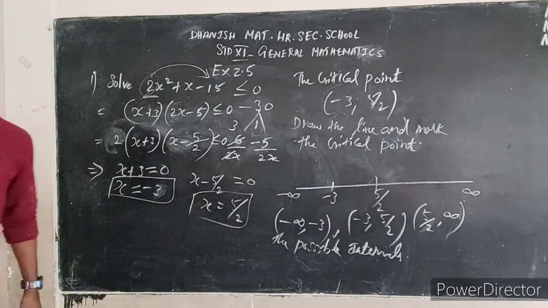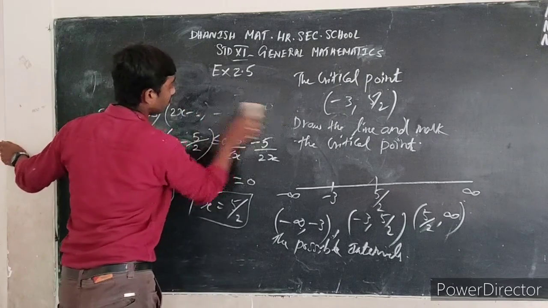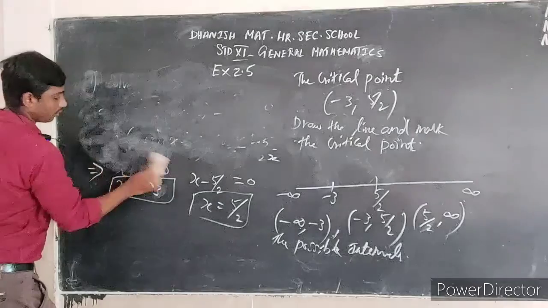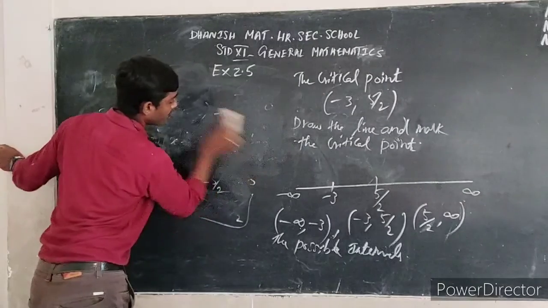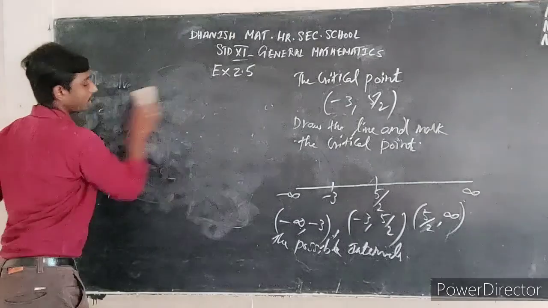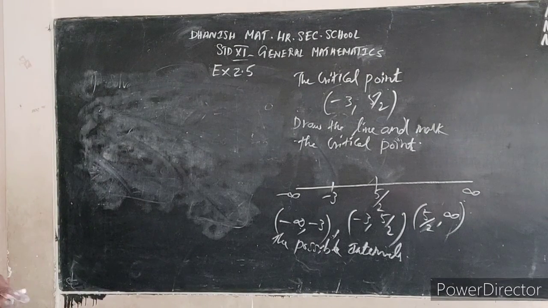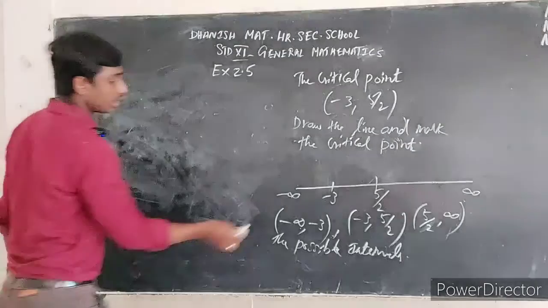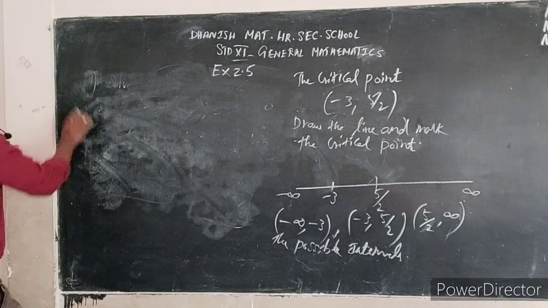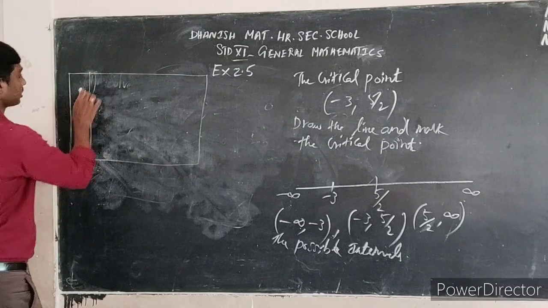Now we are going to draw the tabular form. We are going to draw the tabular form using these intervals. How to solve the inequality? So listen here. First we have drawn the graph. Next we are going to draw the tabular form, like this.